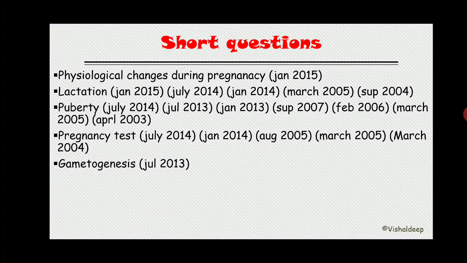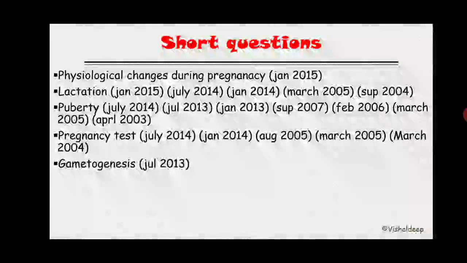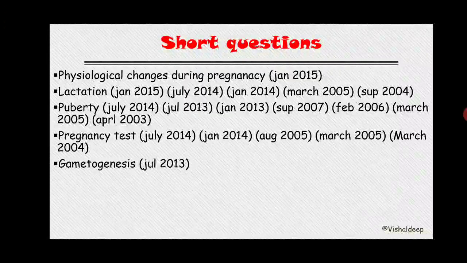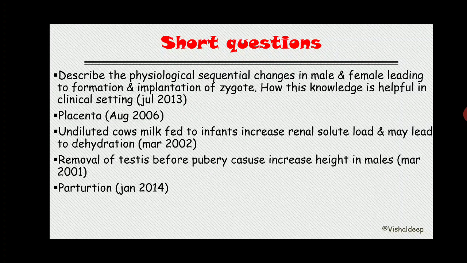The most important thing is what questions have already been asked from this very chapter. The first ones are the physiological changes during pregnancy, placenta, lactation, puberty, pregnancy test and gametogenesis. And these are the other list of questions that have already been asked from this very chapter. So pause the video and write it down somewhere.